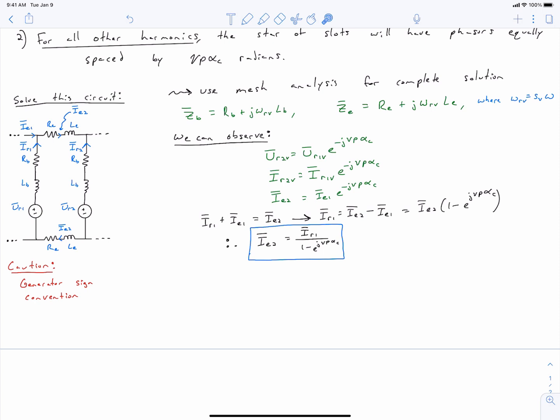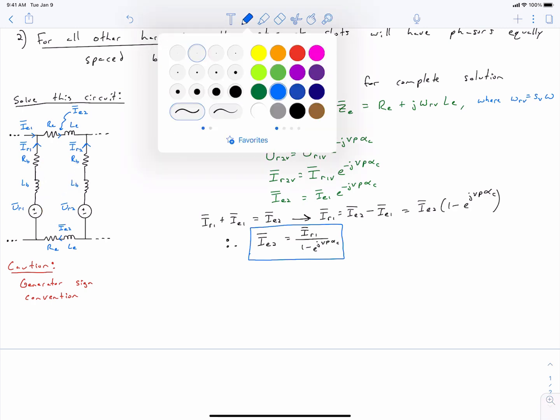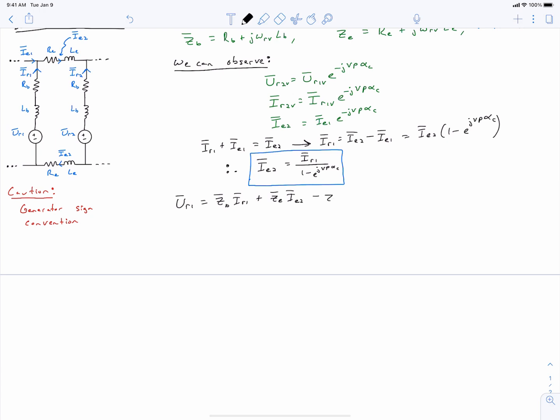But next we're going to write an expression for our voltages around this loop. And so we get this expression here, which we obtain just by summing up that UR1 must be equal to this voltage drop, plus this voltage drop, plus this voltage drop, plus this voltage source, and this voltage drop, which is what this set of equations is describing. Now we can start rearranging this to take advantage of these relations that we have up here.